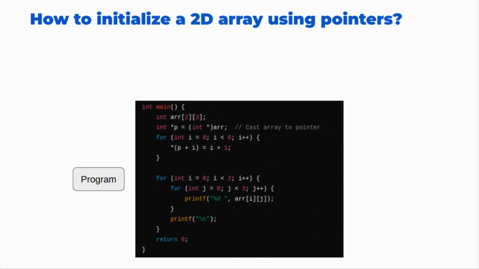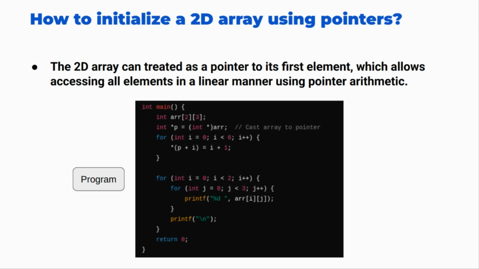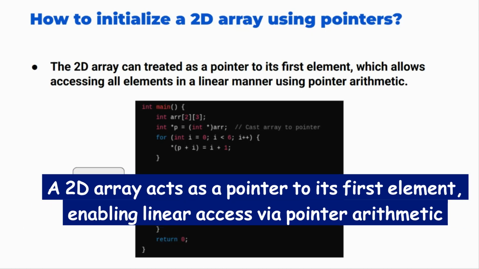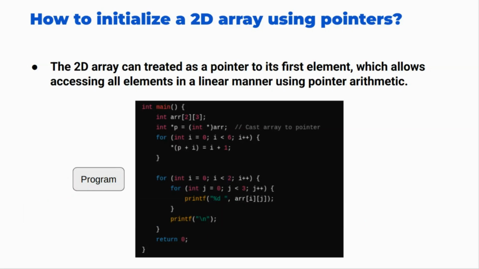How to initialize a 2D array using pointers? As we discussed already, a 2D array can be treated as a pointer to its first element, which will allow us to access all elements in a linear fashion using pointer arithmetic. Here is one example. Here we have declared one 2D array containing 2 rows, 3 columns. We are typecasting this array to an integer pointer. This is a 1D pointer. As we know, there are 2 rows and 3 columns, means the array has 6 elements, and all these elements are stored in contiguous fashion in the memory, right?